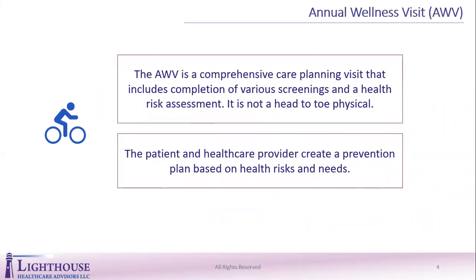The annual wellness visit, as we reviewed in part 1 of this series, is a comprehensive care planning visit that includes completion of various screenings and health risk assessment. And as a reminder, this is not at all a head-to-toe physical. It's more of a conversation with your primary care physician. In this visit, the patient and healthcare provider create a prevention plan based on the patient's health risks and needs. The annual wellness visit actually has 3 separate codes. There's a welcome to Medicare visit, the initial annual wellness visit, and then following that, the subsequent annual wellness visit. If you want to check out the specifics on AWVs, you can check out part 1 of this series posted on our website.